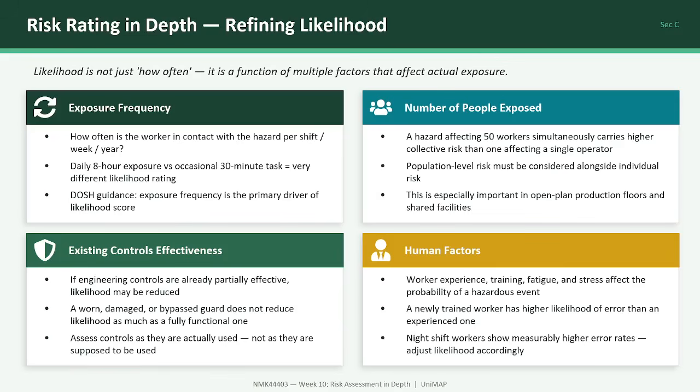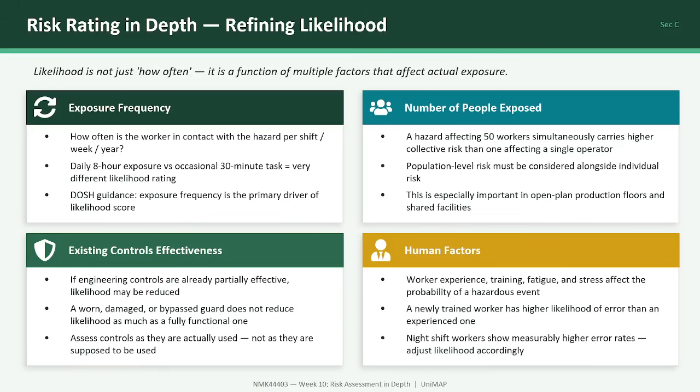DOSH guidance is explicit that exposure frequency is the primary driver of likelihood scores. Daily full-shift exposure to a hazard that causes harm slowly, like noise, dust, or solvent vapor, will always attract a higher likelihood score than occasional exposure, even if the harm from each individual exposure is minor.